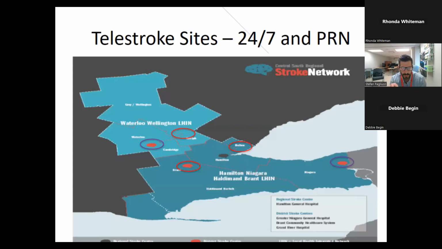We can see here the sites that are circled in red, Brantford, Joe Brant, and Guelph, are all 24/7 users of a telestroke model. Those centers that have purple circles around them, Grand River Hospital and Niagara General Hospitals, are centers that use telestroke during certain times, whether it be certain times of the day or as needed. So we sort of say PRN, as needed and required.